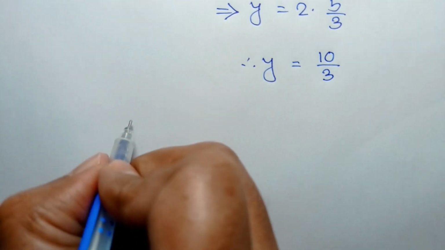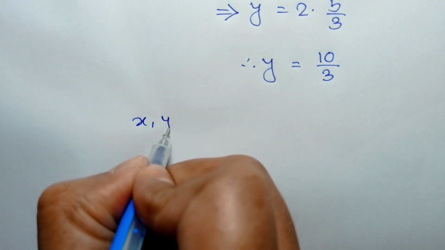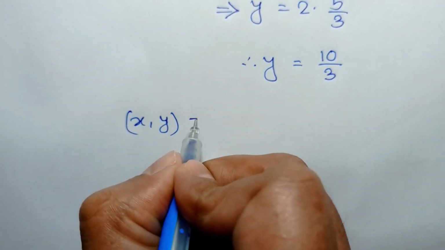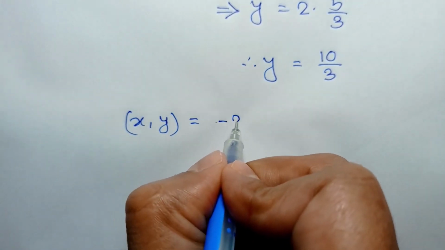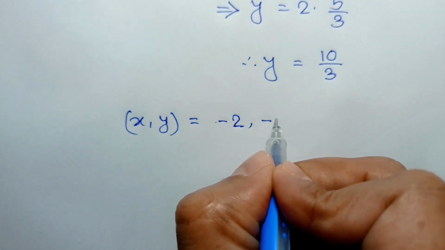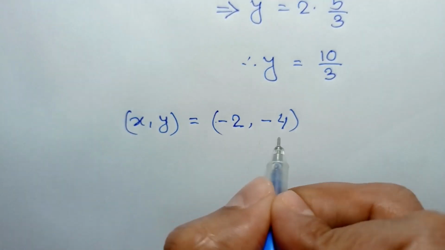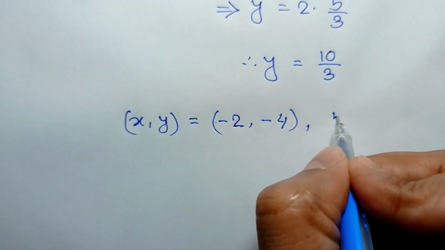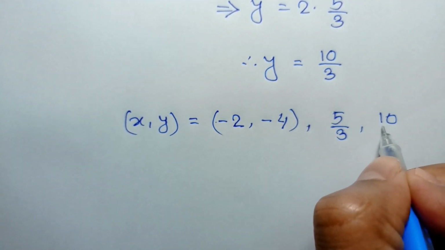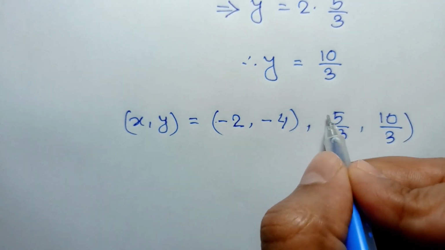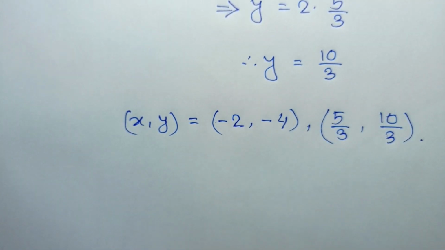So we can write the values of x and y: when x is equal to negative 2, then y is equal to negative 4, and when x is equal to 5 over 3, then y is equal to 10 over 3. So these are the two solutions of these equations.